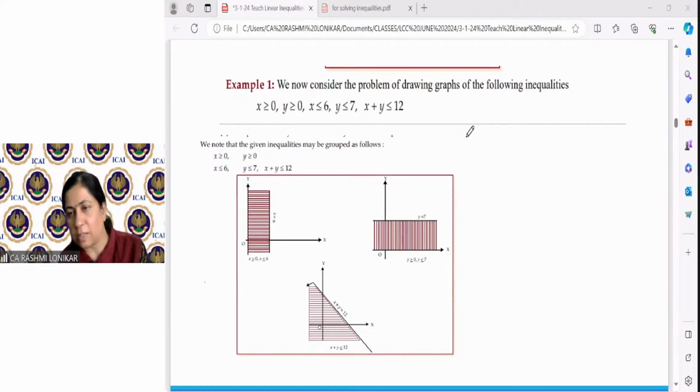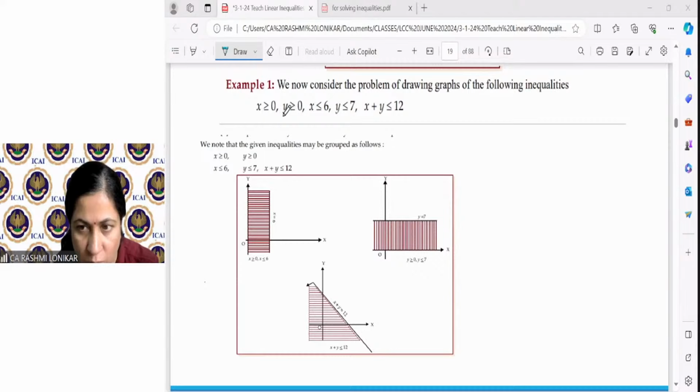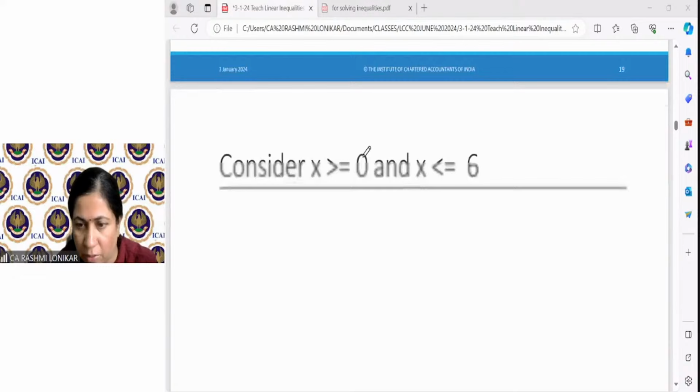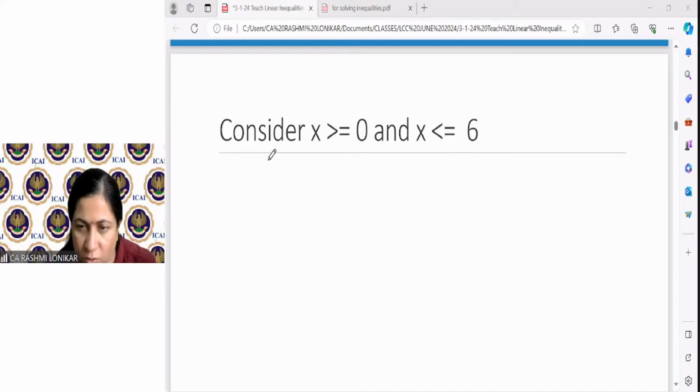Now let us see. We now consider the problem of drawing the graph for the following inequalities. x is greater than or equal to 0, y is greater than or equal to 0, x is less than or equal to 6, y is less than or equal to 7, and x plus y is less than or equal to 12. Okay. 1, 2, 3, 4, 5. There are 5 conditions, and using those conditions, we have to draw the graph. Okay. So let us take it one by one. Now let us consider the conditions. x is greater than or equal to 0, x is less than or equal to 6.